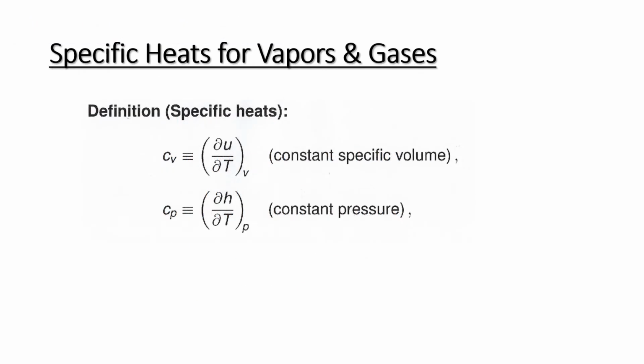Now that we've introduced the concept of enthalpy, let's introduce the concept of specific heats for vapors and gases. There are two of them, C sub V and C sub P. Let's define them as follows. C sub V is defined as the partial derivative of internal energy with respect to temperature at constant specific volume. C sub P is the partial derivative of enthalpy with respect to temperature at constant pressure.